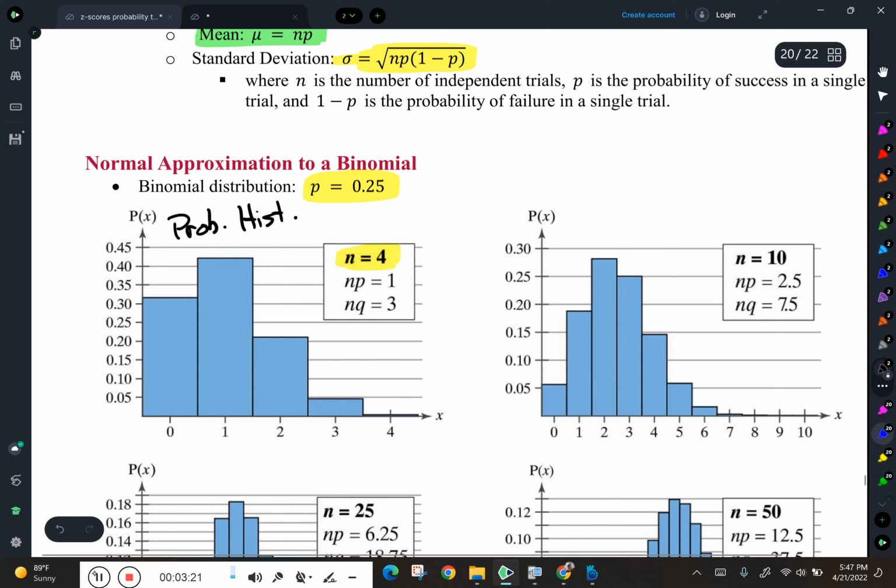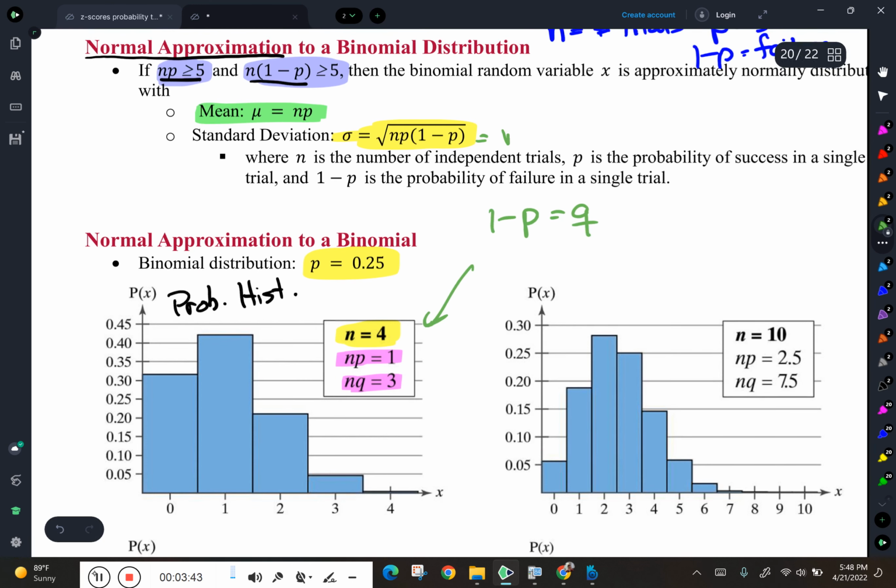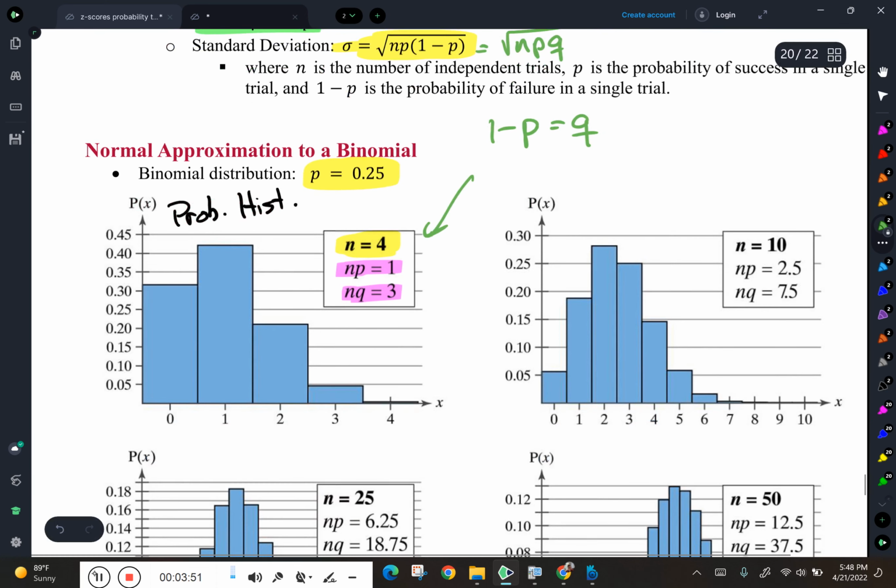And n times p and n times q, I have a hard time with this. Most textbooks call failure q. I don't know why this one doesn't. I really dislike it because it would be so much cleaner. We could just simply say then the standard deviation is the square root of n, p, q. But failure here is q, success is p. And the n times success and n times failure are both nowhere near 5. And our distribution doesn't look like a normal curve.